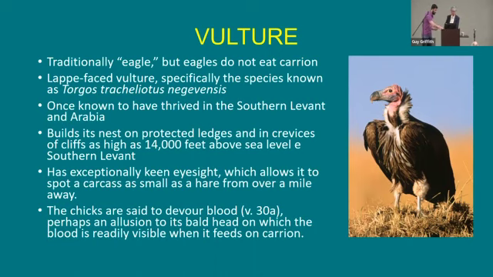So these vultures have such keen eyesight that from a mile away they can spot a hare and zoom down at incredible speed to pick on the prey. And the chicks are said to devour blood. One reason why I think it's this particular variety is because you can see the blood on the vultures, which you cannot see in regular eagles, because the neck is naked, without feathers. So I think it's this particular variety of vulture.